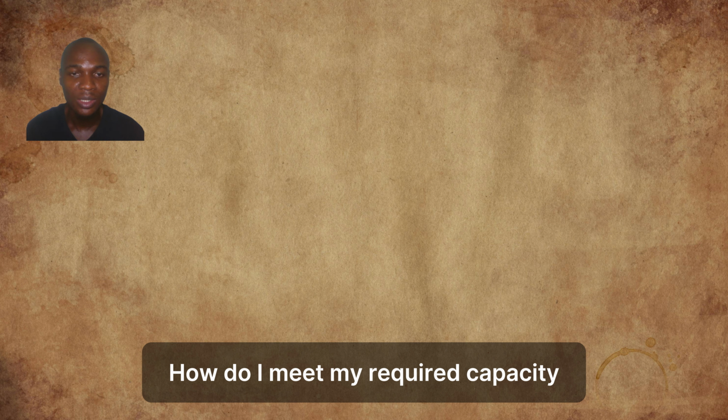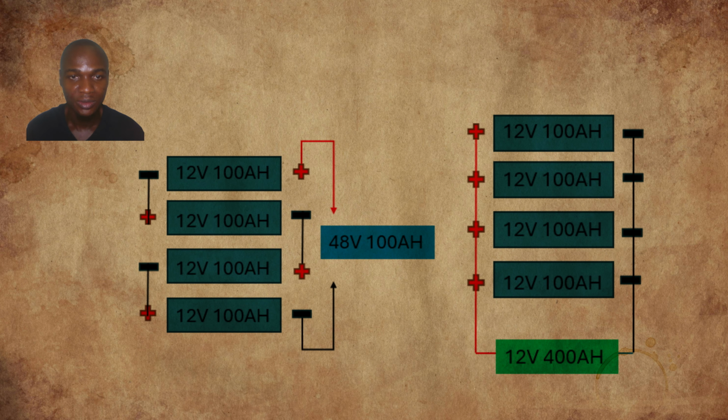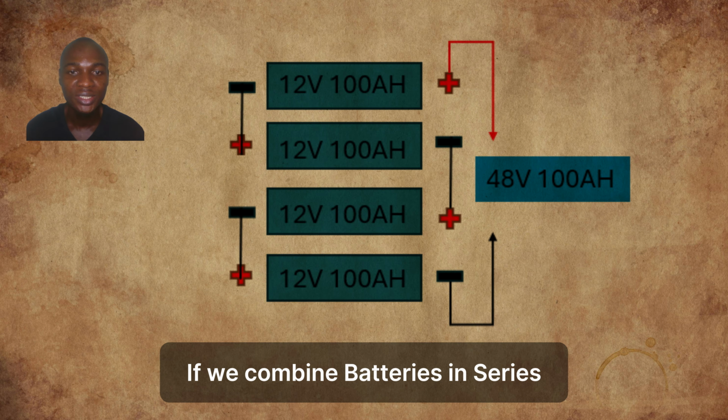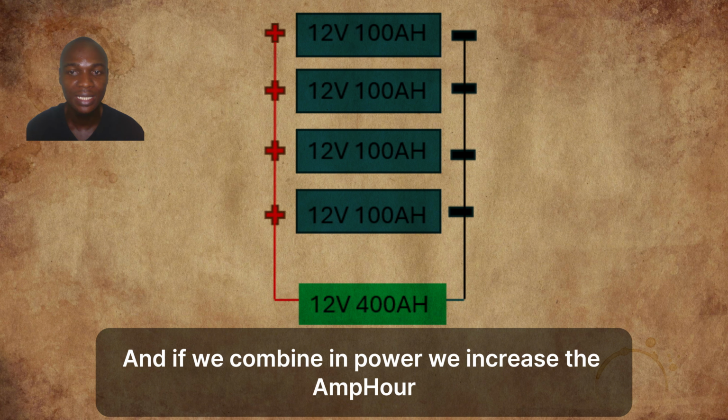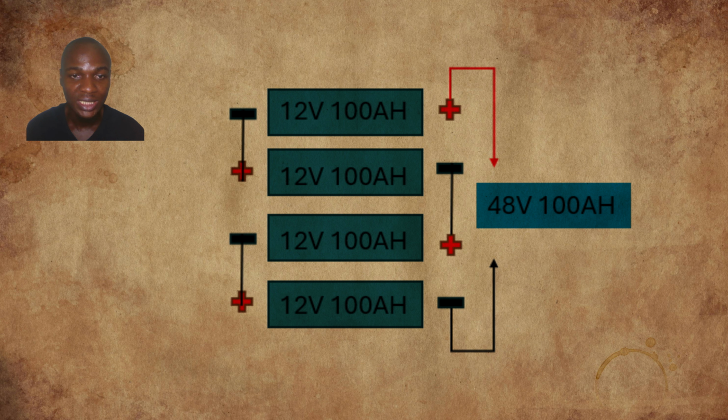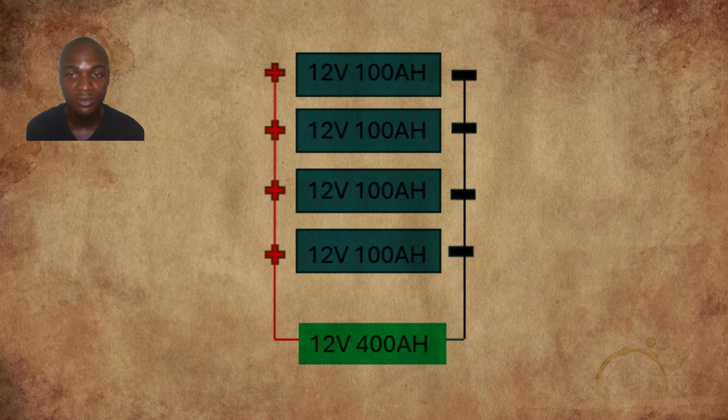Now that we understand how to size the battery, next is how do I meet my required capacity. To do that, we need to combine batteries either in series or in parallel. If we combine batteries in series, we are increasing the nominal voltage, and if we combine in parallel, we increase the amp-hours. 4 packs of 12 volt 100 amp-hours combined in series gives 48 volts 100 amp-hours, while 4 packs of 100 amp-hour 12 volt batteries in parallel gives 12 volts 400 amp-hours.